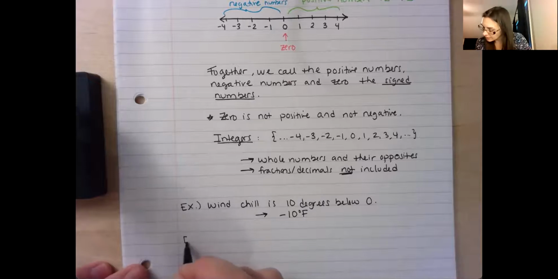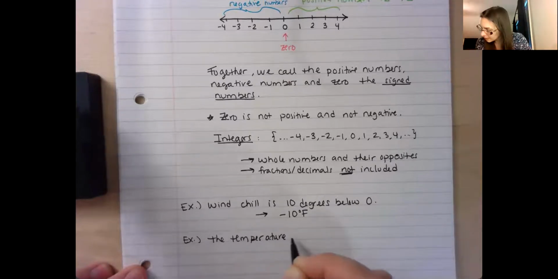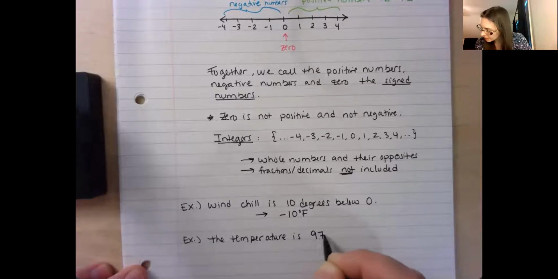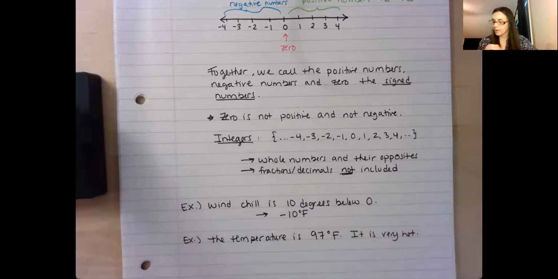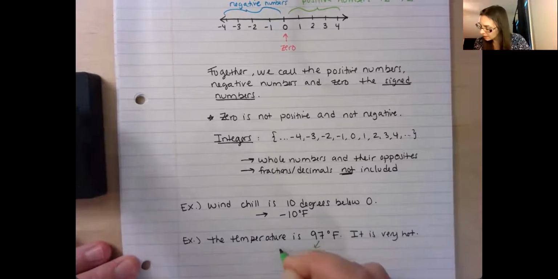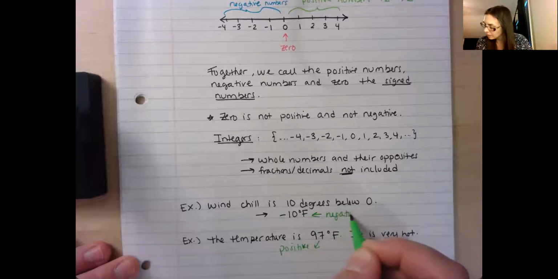Or I could say something like the temperature is 97 degrees Fahrenheit. It is very hot, right? So here, in this case, we have 97 degrees. This is a positive number. Again, because there's no sign in front, so we assume it's positive, whereas here we have a negative.